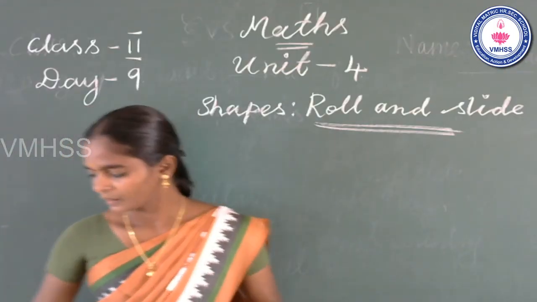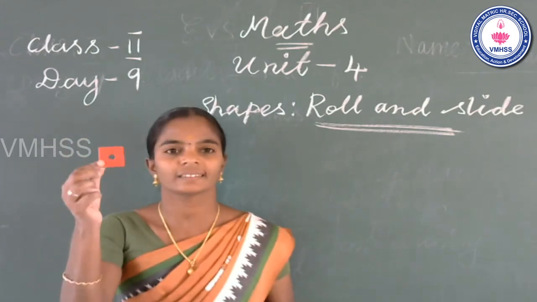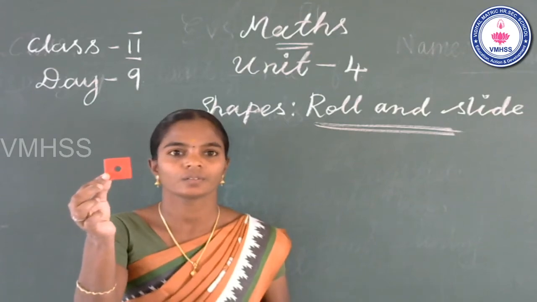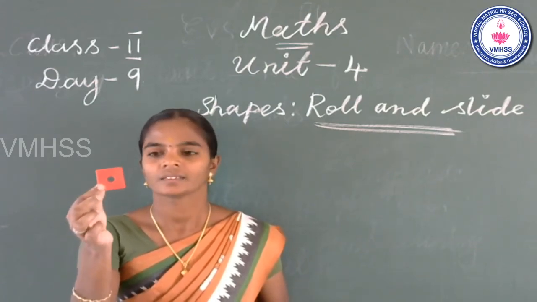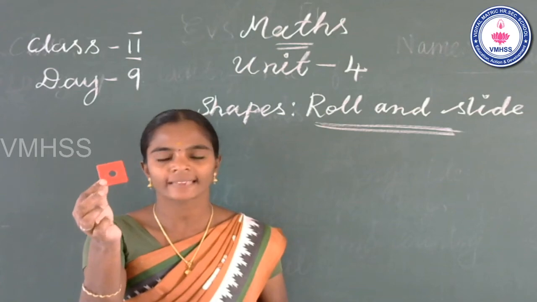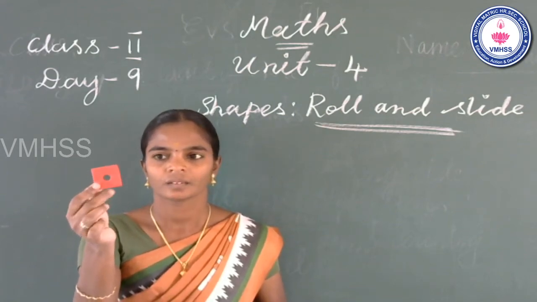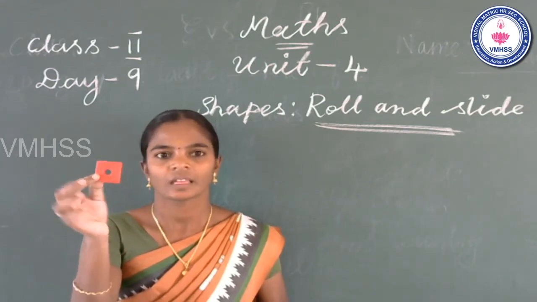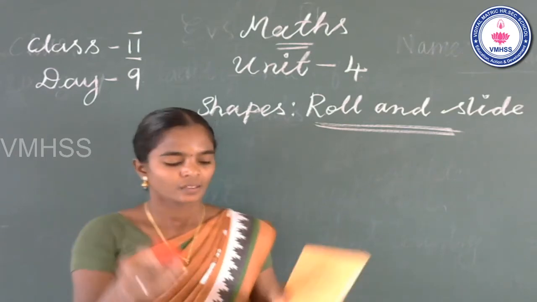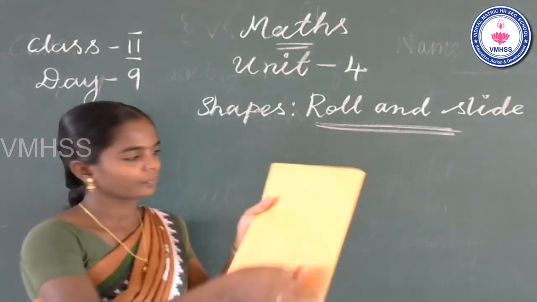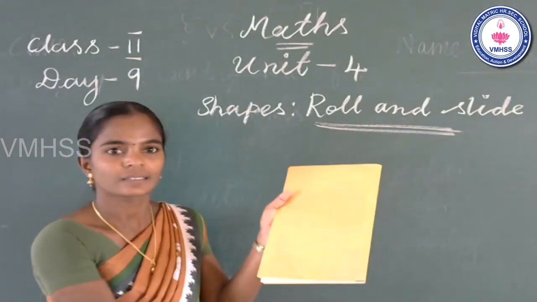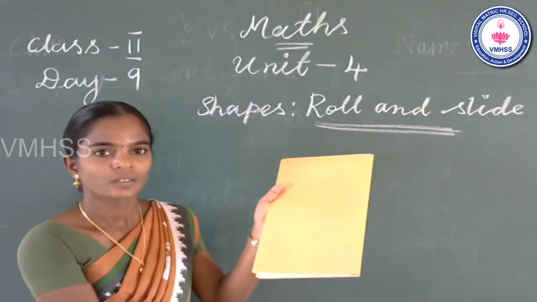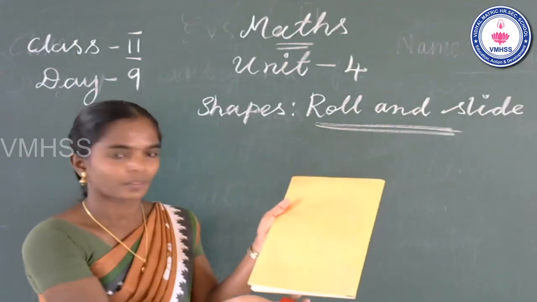Students, listen. What is the shape? Very good, square shape. Children, does this object roll or slide? First, is this face curved or flat? Flat face. Children, listen to me. This slides. Children, once again, this slides.